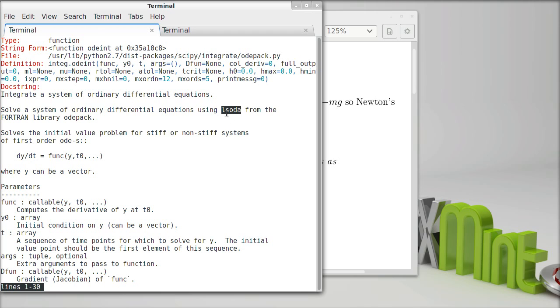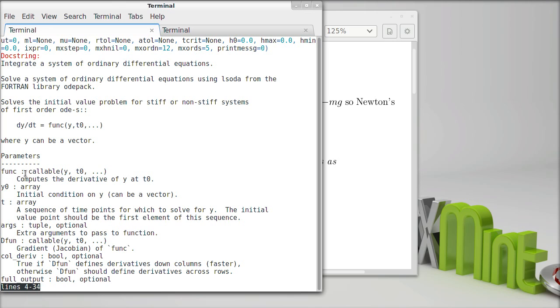If we wanted to know more about everything that this could do and related functions, we could just Google for this and find all kinds of information. Again, for our purposes, we just want to be able to solve a system of ordinary differential equations. To do this, we need some function. This function is what goes in here, and it defines our system of differential equations, so dy/dt is equal to this function. It solves what's known as stiff and non-stiff systems.